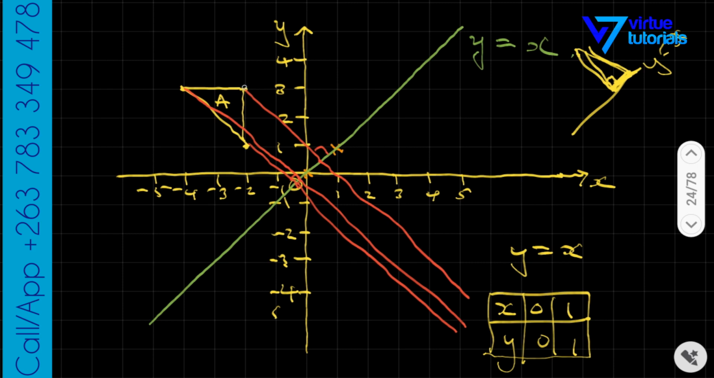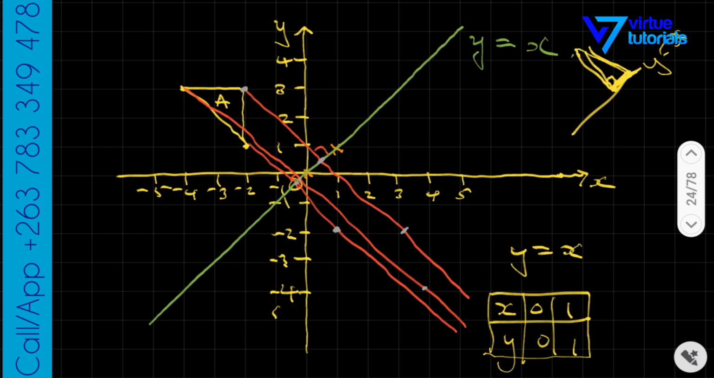I'm going to use gray. So I'm going to measure this distance from the mirror line to that point. I measure that distance, bring it this side, and mark it there. Same thing, come to this point, measure that distance, bring it this side, and mark it there. And then measure this distance here, bring it this side, and mark it there.